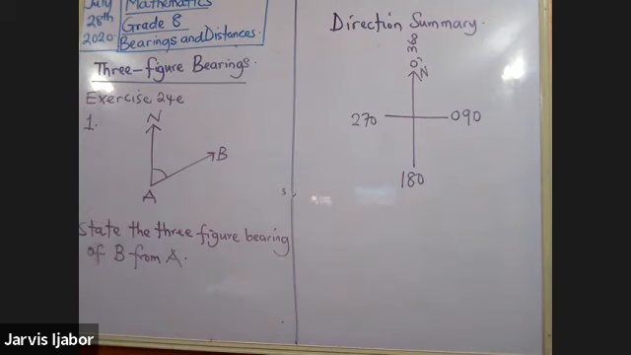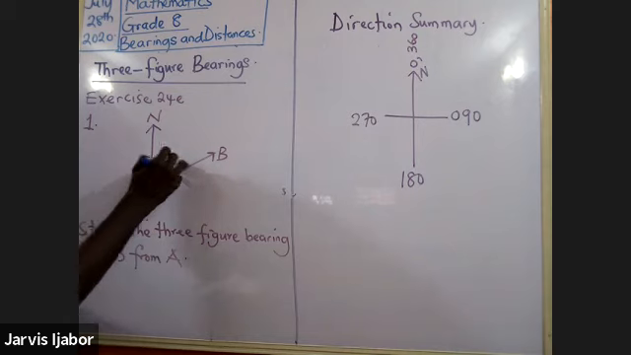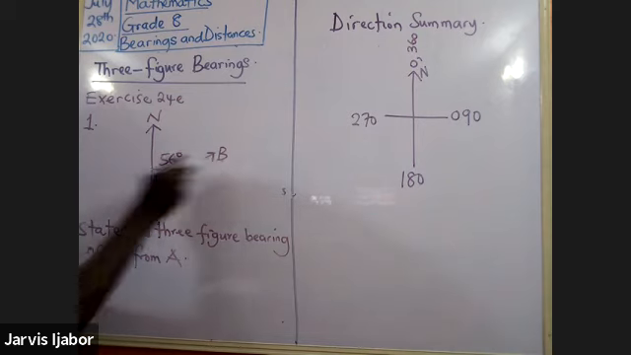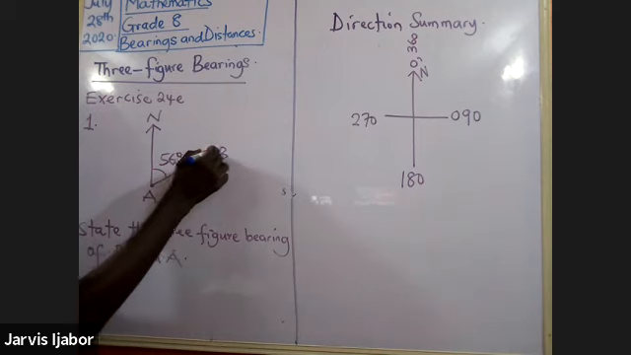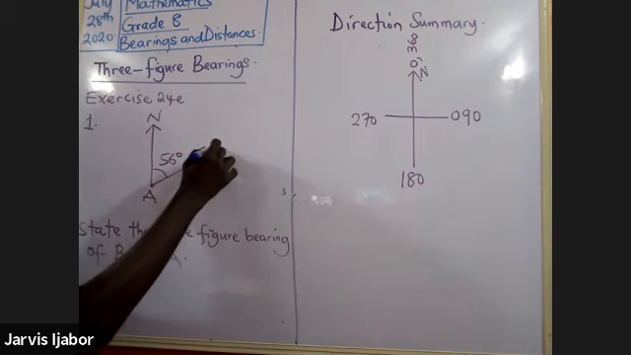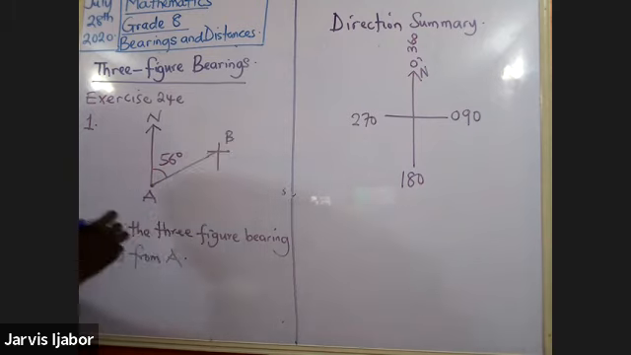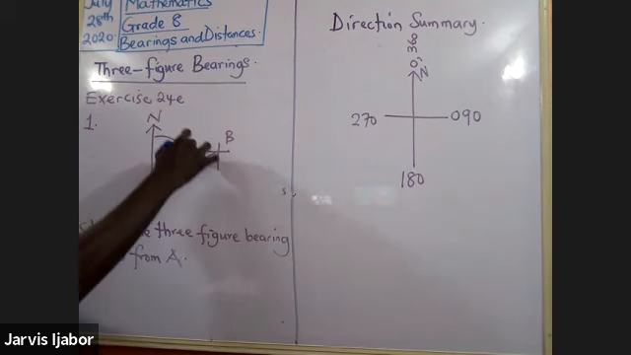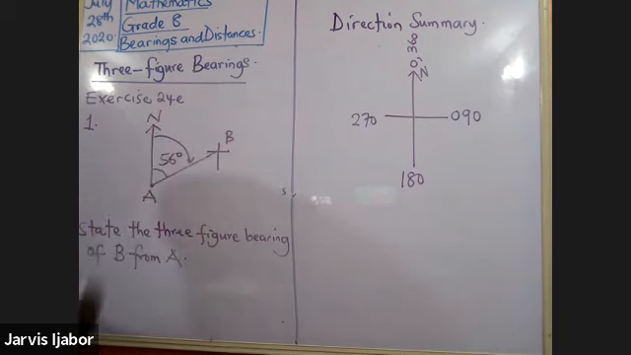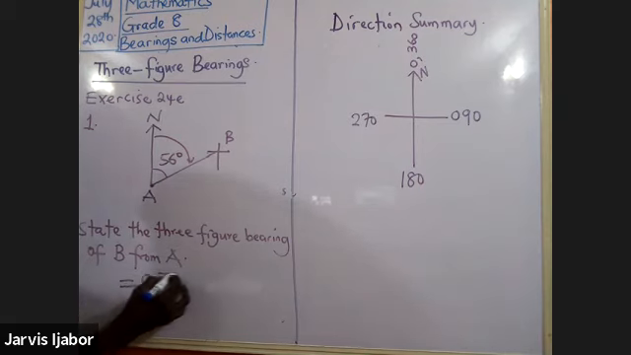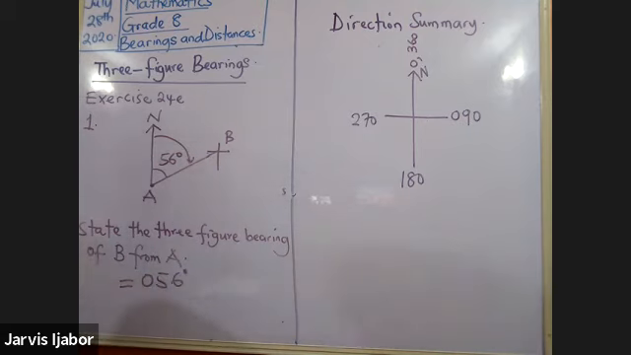Now, according to the question, they are told that this is 156. So B from A, this is where you're going to be measuring the angle from. Look at it, you're going to read the angle like this, and it's 56 degrees. So the bearing will now be 056. That's why it's called three-figure. 056 degrees. It must be three figures. So that's for question 1.